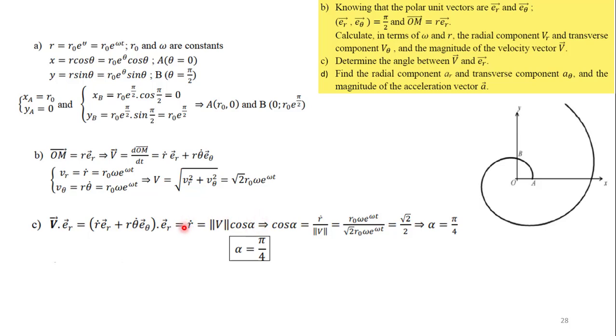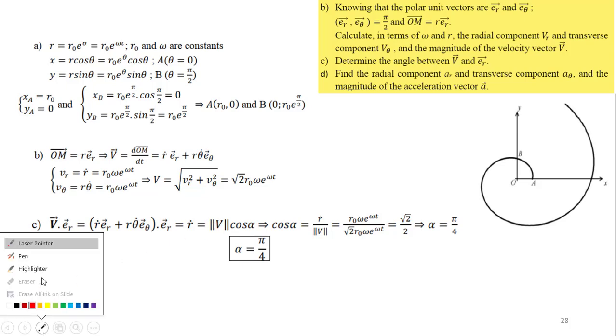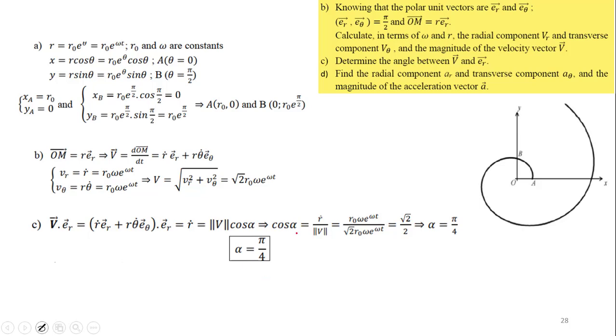Okay, so now we obtained a relationship between R dot, the magnitude of V, and cosine alpha. Therefore, we can find cosine alpha. It's equal to R dot over the magnitude of V. Or simply, we can see it as cosine alpha is equal to VR over V, the magnitude of V. This is the cosine direction. So we can immediately write cosine alpha equal to VR over the magnitude of V. Okay, so you can immediately write this equation.